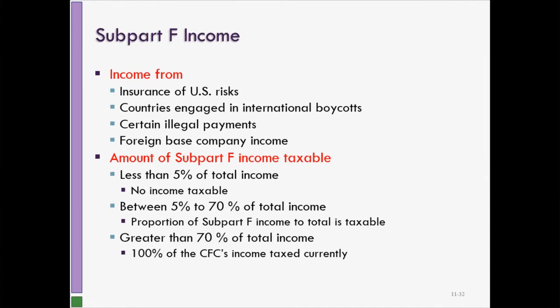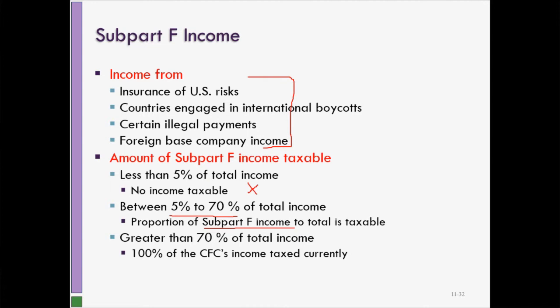Now, if the amount of subpart F income is less than 5% of total income, then there's no tax payable. In other words, no dividend is paid and no notional dividend is deemed to be paid. But if this income makes up between 5% and 70% of the total income, then a portion of the subpart F income is taxable. That is, a portion of the subpart F income is deemed to have been declared as a dividend to your home parent company in the US.